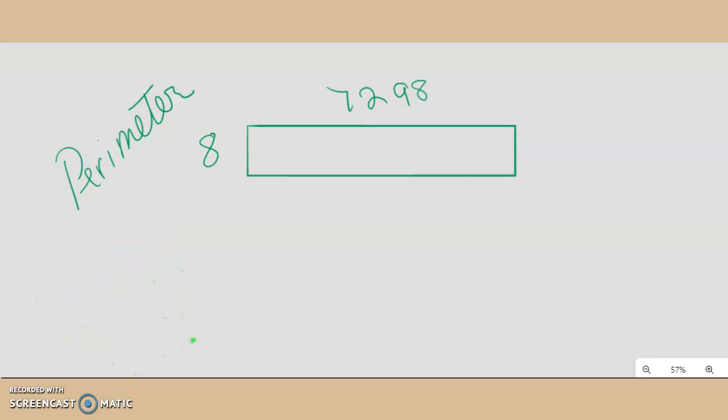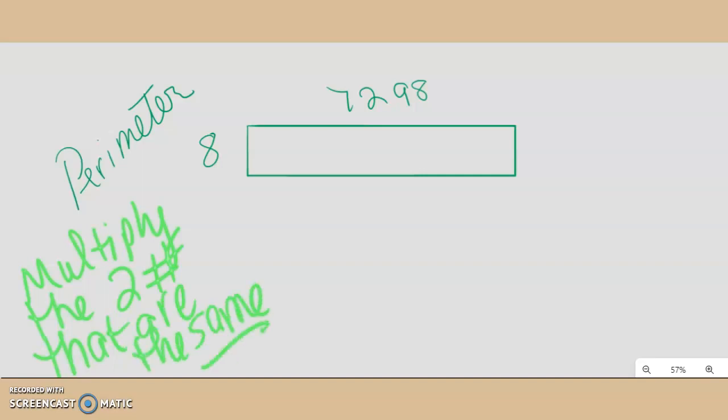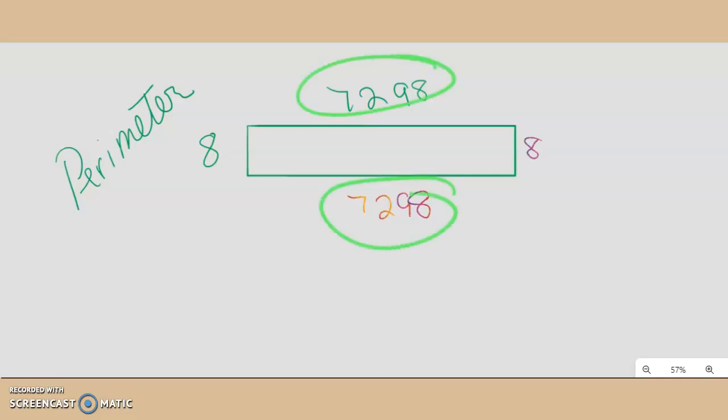Now you can do this a couple different ways. You can multiply the two numbers that are the same, which I think is the easiest. Okay, so let's label our rectangle totally. So we have a 7,298 there, and we have 8 here. Now remember, this guy and this guy are the same, so you can either multiply or add them.